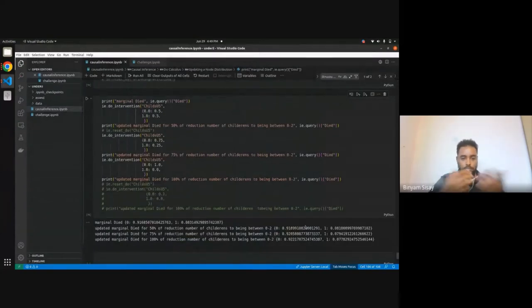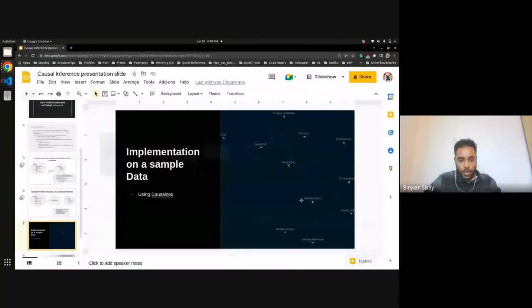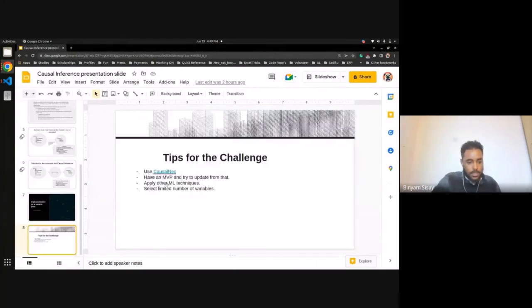So this is how I implemented it, and the value that it has given. Knowing the causal inference and trying to implement it might give you this kind of essence. This is just to give you a highlight. So I guess this is how I implemented it on the sample data set.